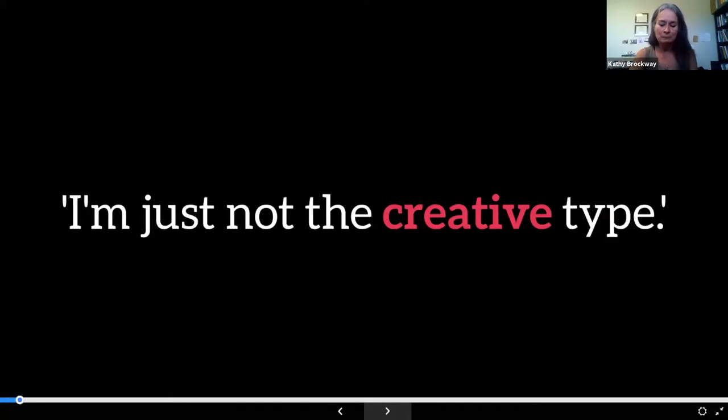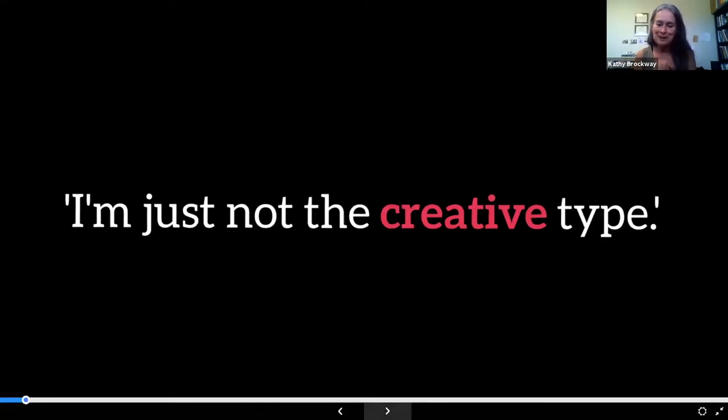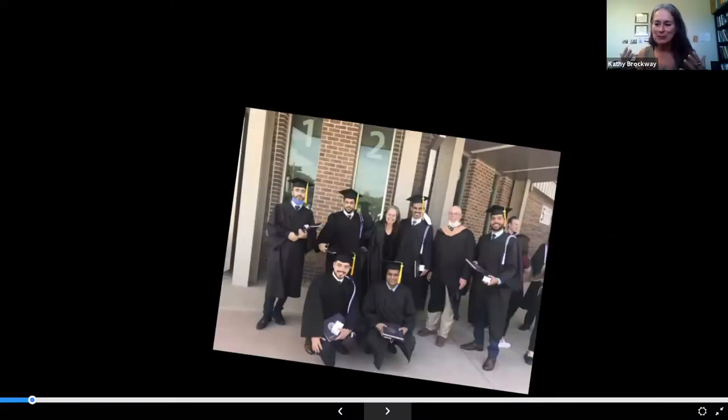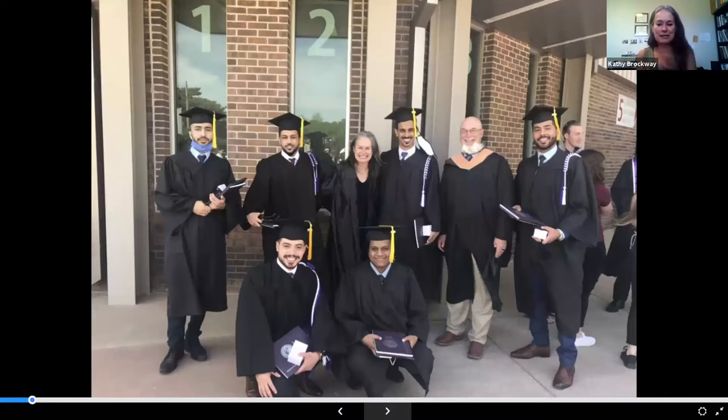So I have a picture that I wanna show you, because as I look at this picture, so many emotions. This is a picture of my husband and I with some of our graduates from last May. And whenever I see pictures like this, a couple of things happen. First of all, I get kind of sniffly because I always get really connected with the students. And, you know, I get sad when it's time for them to leave, even though that's the whole point.